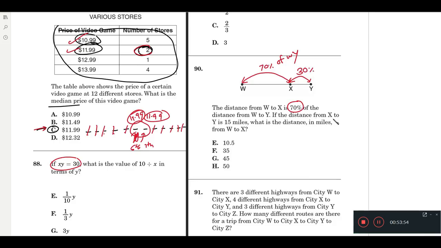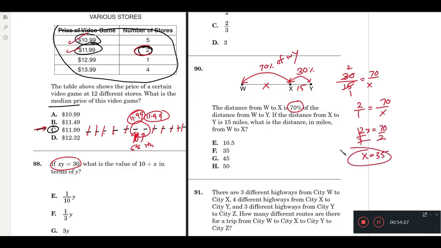So now, if the distance from X to Y is 15, what is the distance in miles from W to X? We could set up a proportion, right? So we can say 30% is 15, and we want to know what is 70%, so 30% over 15 equals 70% over x. You solve it and you get x. Like 30 and 15 is just like 2 over 1, if we simplify. So if you cross multiply, 2x equals 70, divide both sides by 2, x equals 35. Is that the answer? Yeah.